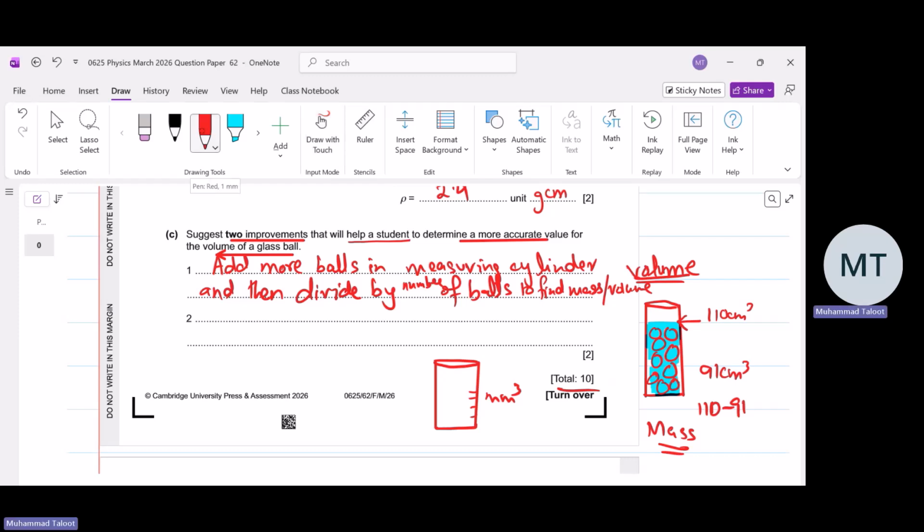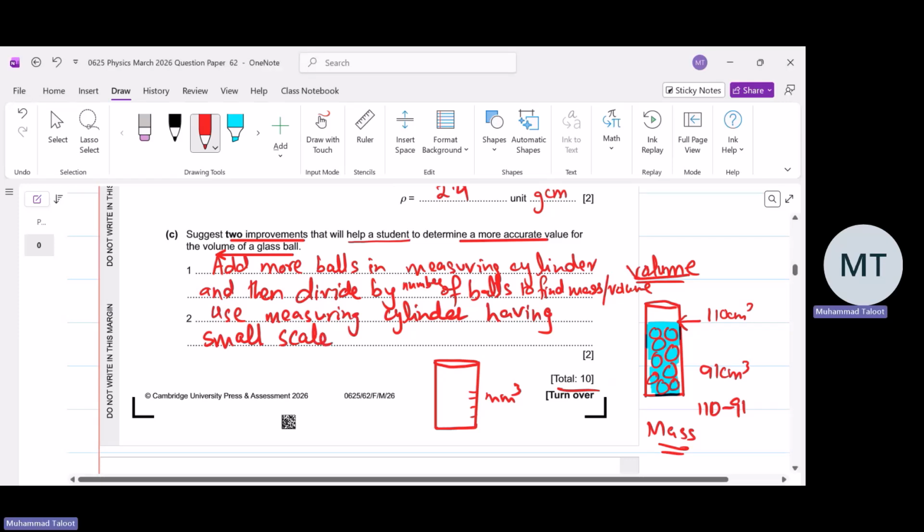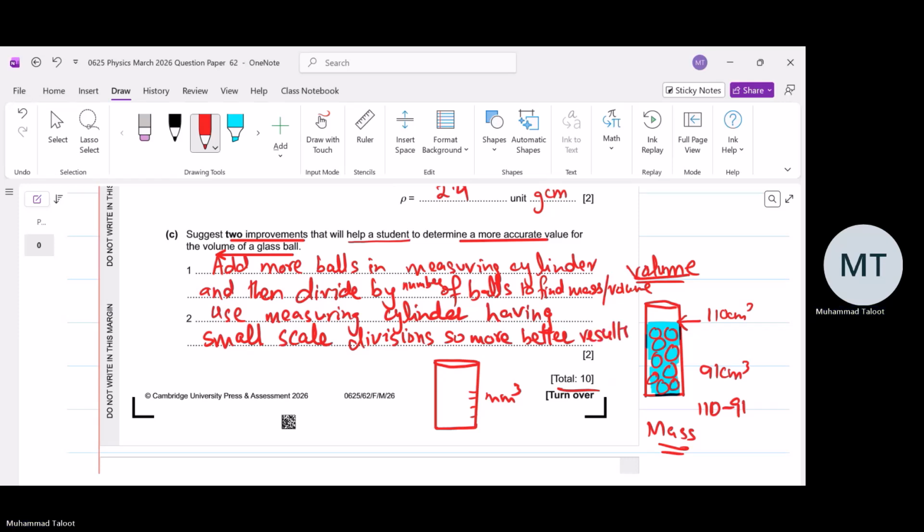Then you can use measuring cylinder having small scale, so that small scale, or you can say small scale divisions, so more better results can be measured, more better results can be recorded. So we are done with this. Hope so this is clear.